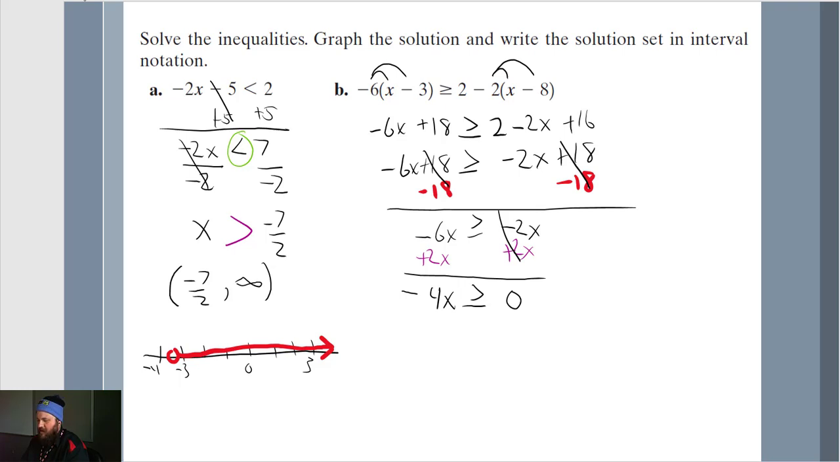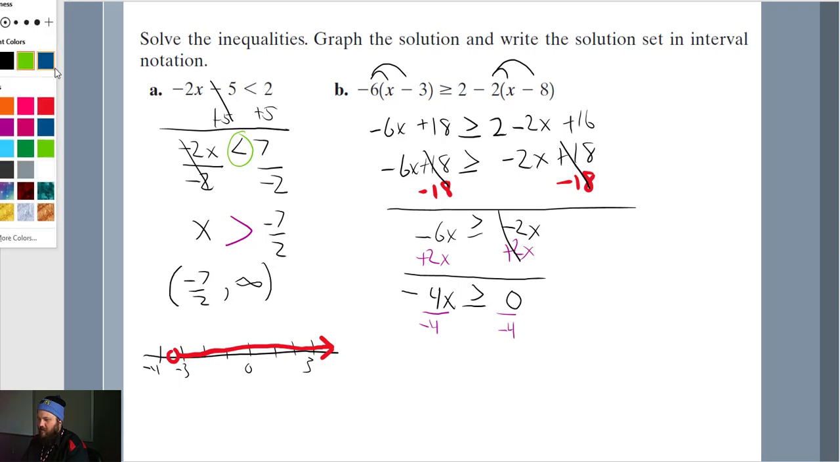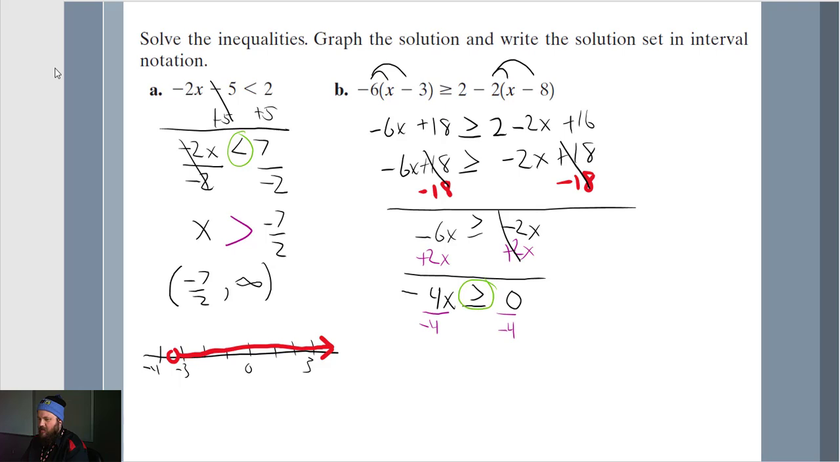Now, to get rid of that negative 4, opposite multiplication is division. So we're going to divide by negative 4. What happens when we divide by negative? The sign is going to change. It's going to go the opposite direction. So now, negative 4 and the x go away, so we're left with x is less than or equal to 0.